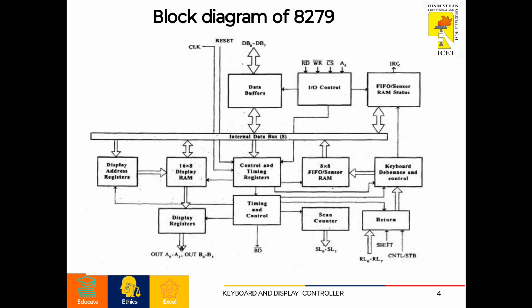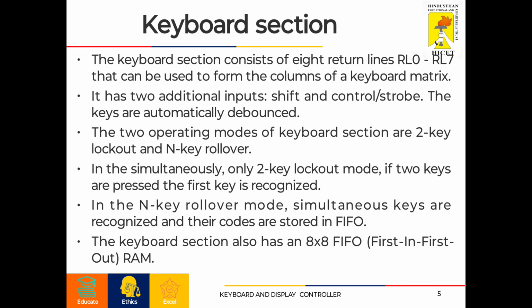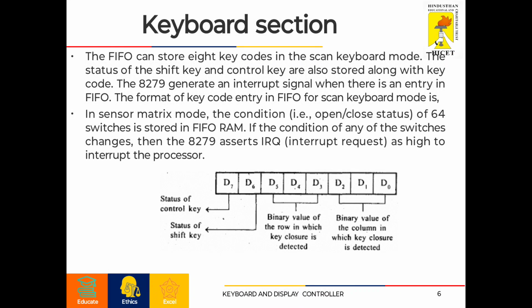Here, the keyboard section has an 8x8 FIFO, that is first in first out RAM. The FIFO can store 8 key codes in the scanned keyboard mode. The status of the shift key and control key are also stored along with the key code. So this is the general format of the scanned keyboard mode. The first bit tells the status of the control key, next the status of the shift key. Next 3 bits are used for the binary value of the row in which the key closure is detected.